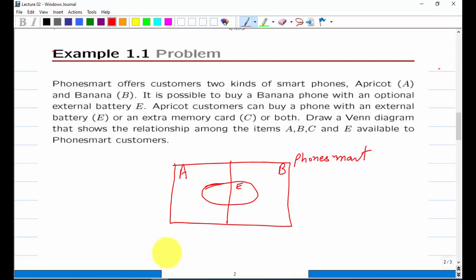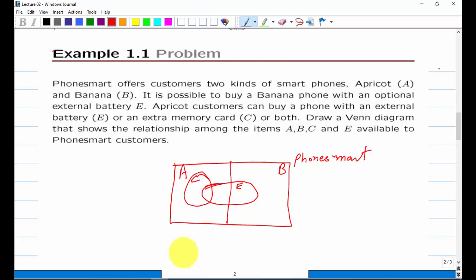But if you are buying an apricot, customers can buy a phone with external battery or an extra memory card. So apricot जो customers हैं वो external memory card भी परचेज कर सकते हैं. Now this option is not available for the customers who are buying the banana phone. So इस वजह से हमारे पास ये जो C है, set that only appears on the A side. So this is basically the Venn diagram of this example.